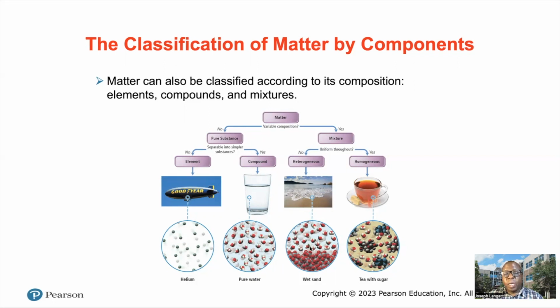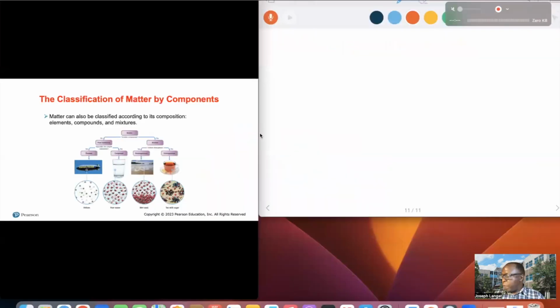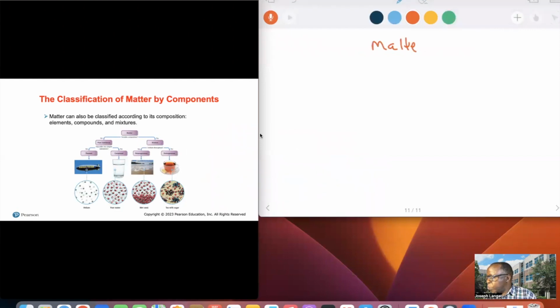For wet sand, there is water, there is sand, right? There you see the water molecules, you see the sand, where it is heterogeneous. Let me just close this, and if I can further illustrate that, we have matter here. And then mixture.